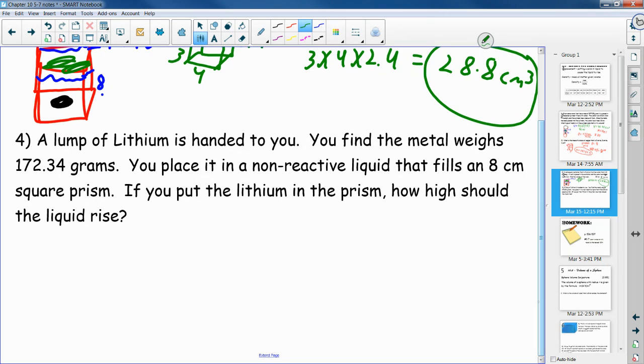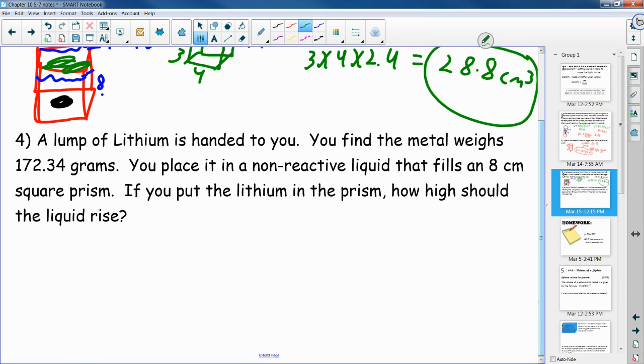All right, moving on to our last question. We've looked at how to find the volume of said rock or said shape placed in any cylinder. I've been able to use density to calculate some volume. This last one we're going to look at says there's a lump of lithium that's handed to you. Find the metal's weight, where you find that the metal's weight is 172.34 grams. You place it in a non-reactive liquid, and that fills an 8 centimeter square prism, right? If you put the lithium in the prism, how high should the liquid rise?